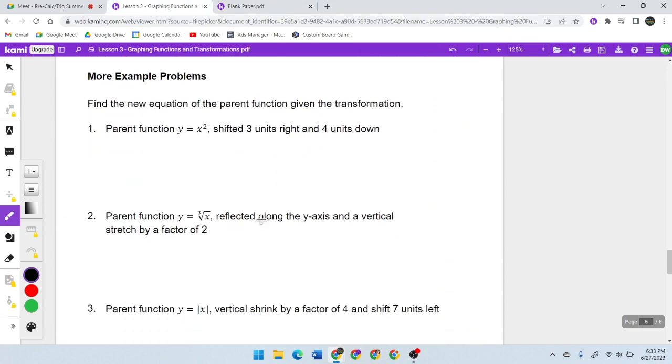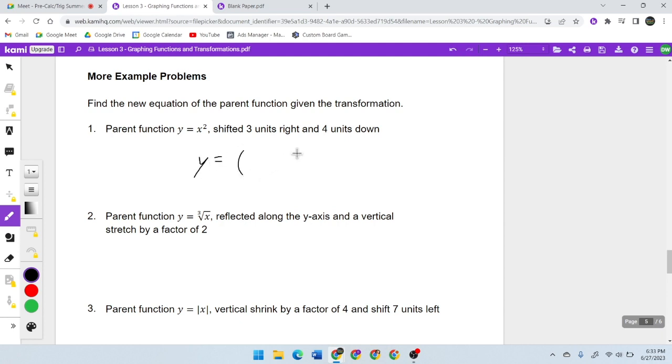Okay, and now for the next example problems, we're going to be doing something different. This time I'm going to tell you the parent function, I'm giving you the transformations, and you need to tell me what the function is going to look like. So I'm going to do the first function for us as an example. We have the parent function y equals x squared, and we want it shifted 3 units to the right and 4 units down. So in other words, remember 3 units to the right, that's the one that touches the x.